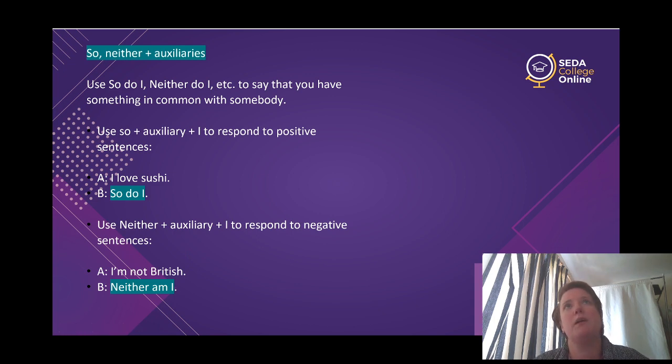But what happens if you're responding in a positive way and the person is saying they don't like something? So let's have a look here. We use neither plus auxiliary plus I to respond to negative sentences also, okay? So just keep an eye on that. We do also use them for negative sentences, okay? So I'm not British, which is true, I'm Irish. And then you would say to me, neither am I, okay? You're responding to me in a positive because you're agreeing with what I say, even though my sentence is negative, but you're still responding positively, okay?